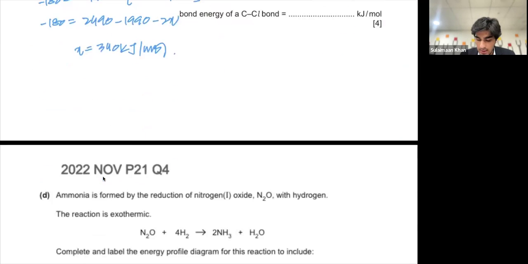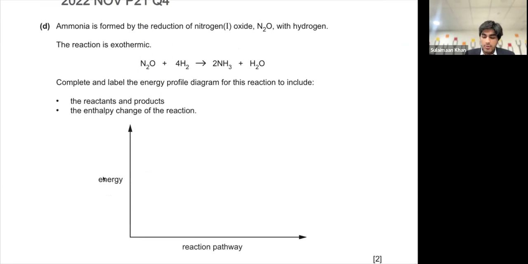Okay, let's move ahead. Ammonia is formed by the reduction of nitrogen monoxide with hydrogen. The reaction is exothermic. If it's exothermic, what do you mean? Exothermic means energy taken in during bond breaking is less than the energy given out during bond formation. That's exothermic. And it says complete and label the energy diagram, include the reactants. These are my reactants, these are my products. He hasn't specified to write the names, so I just wrote reactants and products.